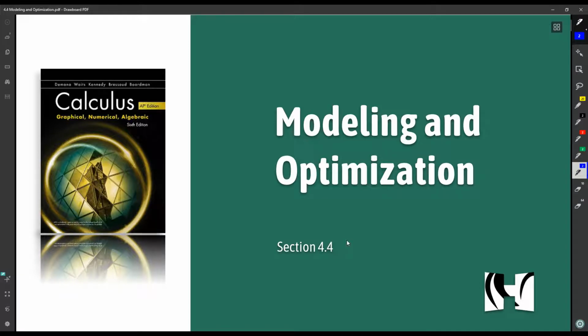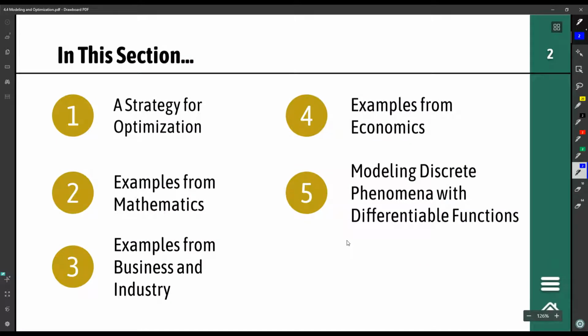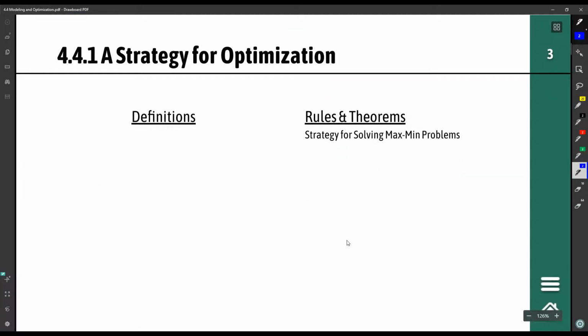Welcome to section 4.4. This is all about modeling and optimization. Throughout this series, we're going to look at a strategy for optimization, and then we'll get into examples from mathematics to business and industry to economics, and finally we'll end with modeling discrete phenomena with differentiable functions. This is about a strategy.